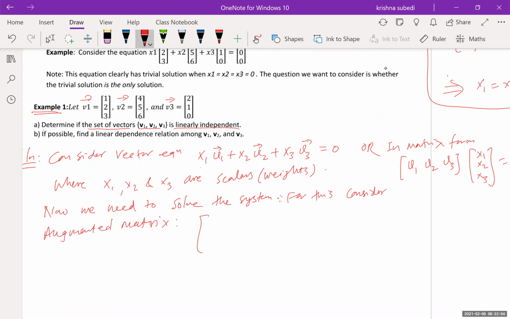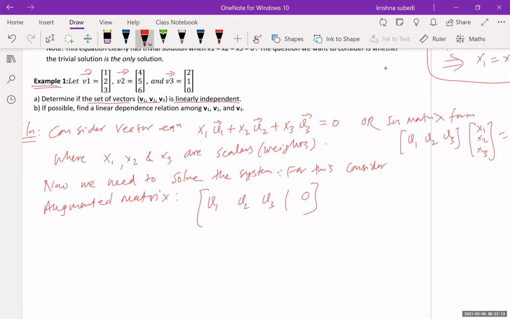So the augmented matrix will be v1, v2, v3, and 0, right? So that will be your augmented matrix. What it means is, we already know v1 is 1 2 3, v2 is 4 5 6, v3 is 2 1 0, and then 0 means 0 0 0. So the 0 vector is 0 0 0. Now please change it into echelon form.